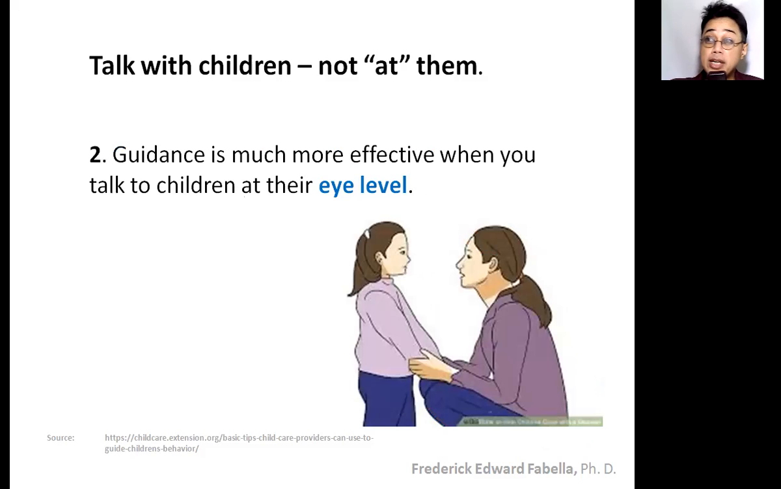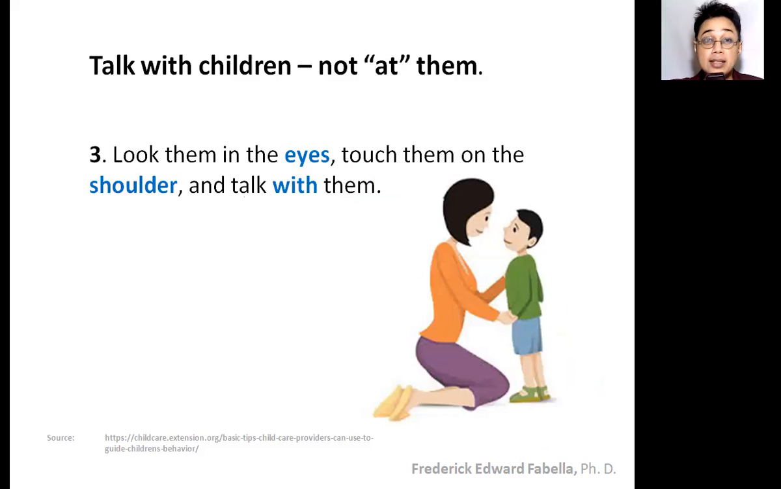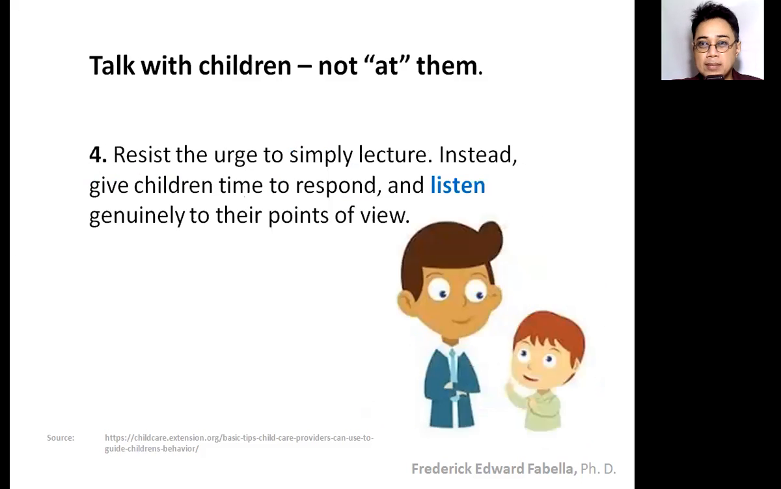Guidance is much more effective when you talk to children at their eye level. So look at the image there. The mother is at eye level with the daughter. Look at them in the eyes, touch them on the shoulder, and talk with them.